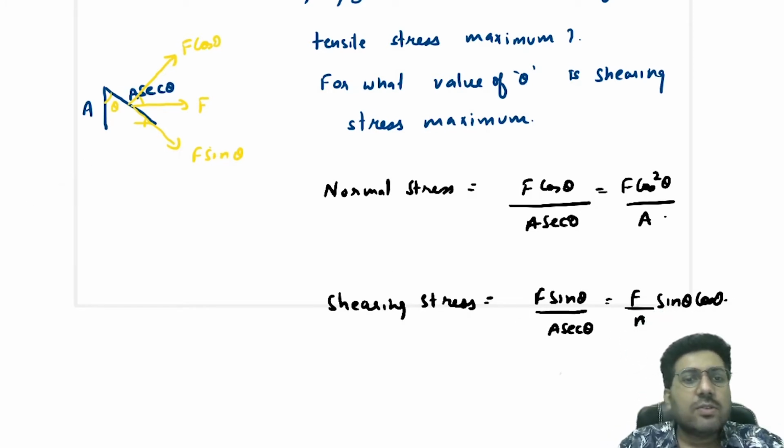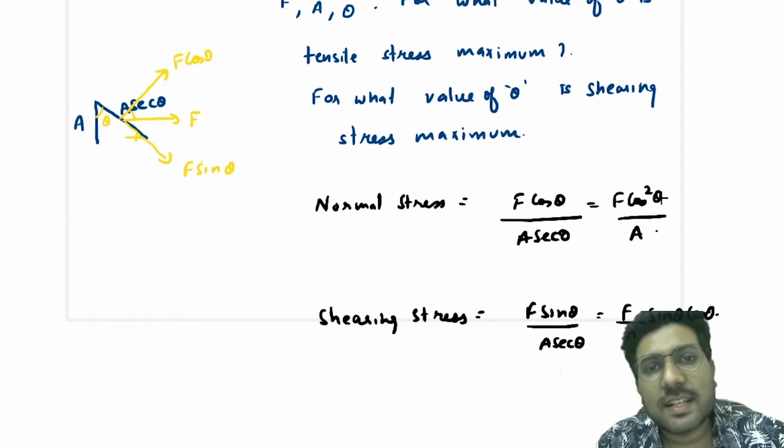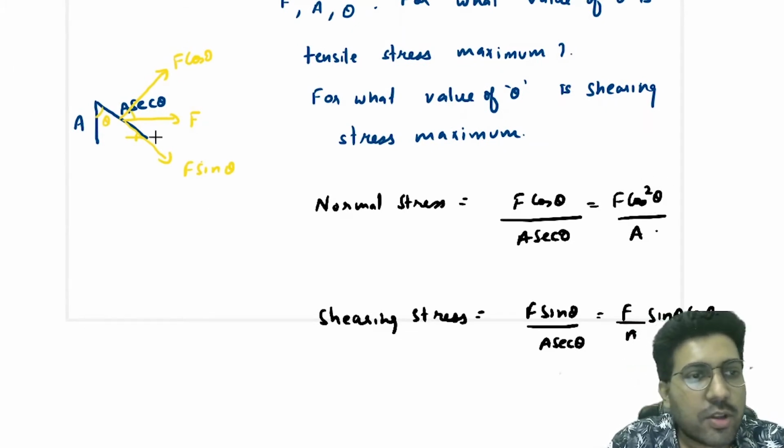Now they are asking when the normal stress will be maximum. Normal stress will be maximum when cos square theta is 1, right? And that is when theta is equal to 0. So normal stress will be maximum when theta is 0.